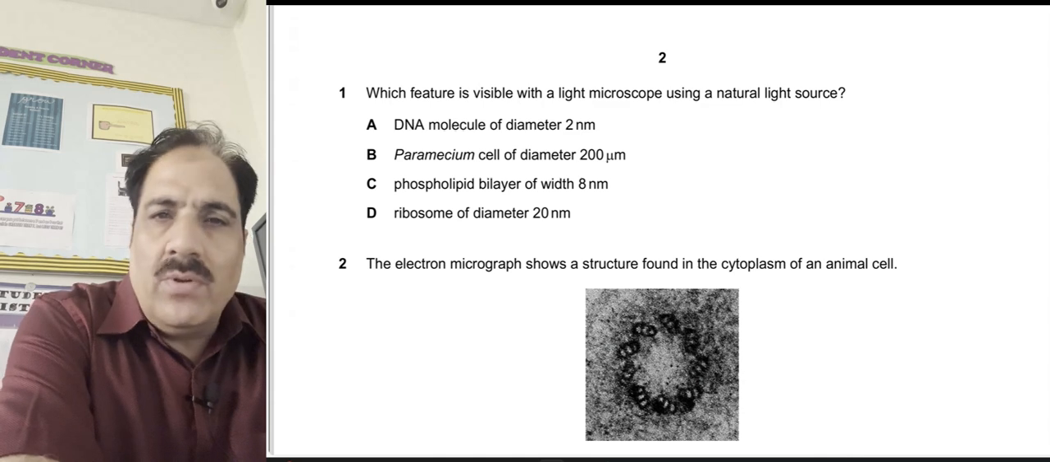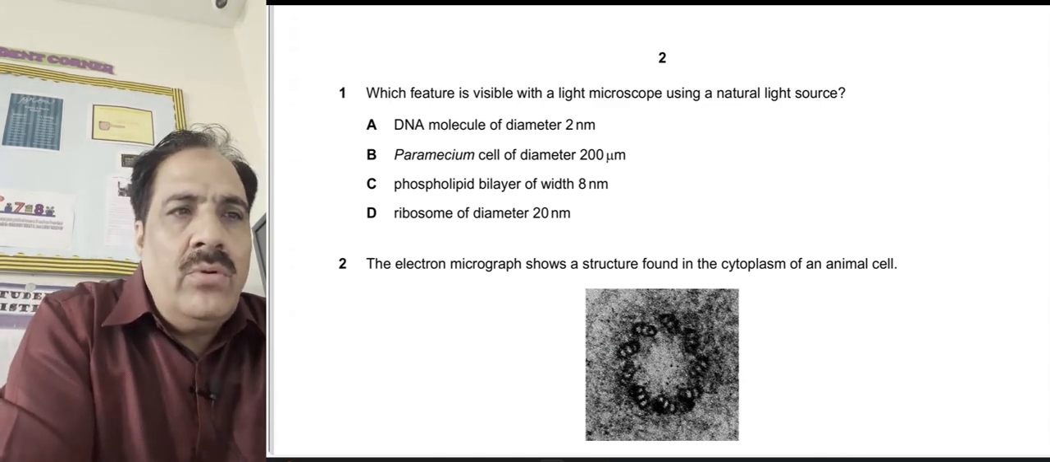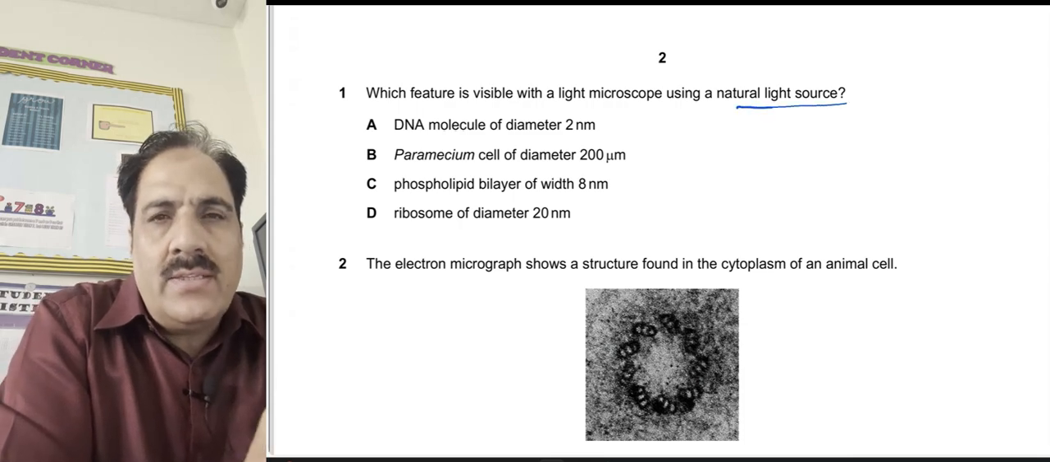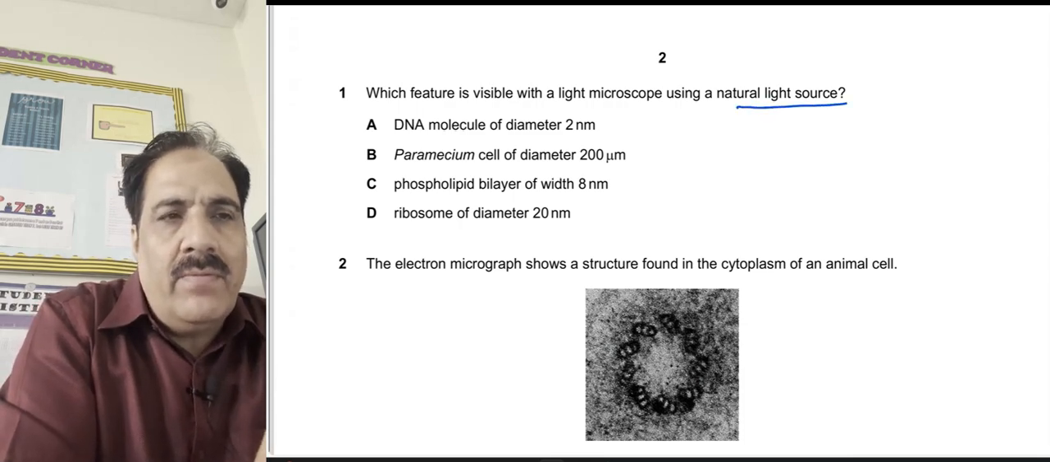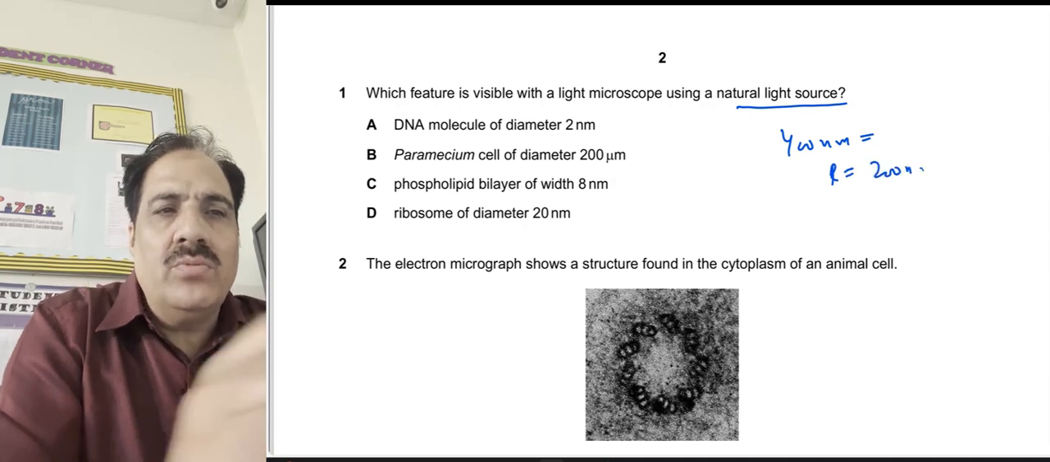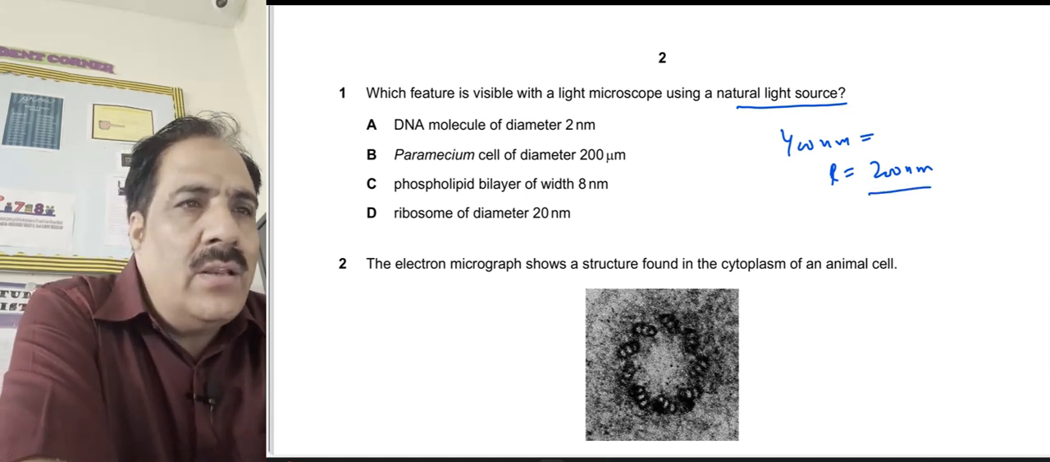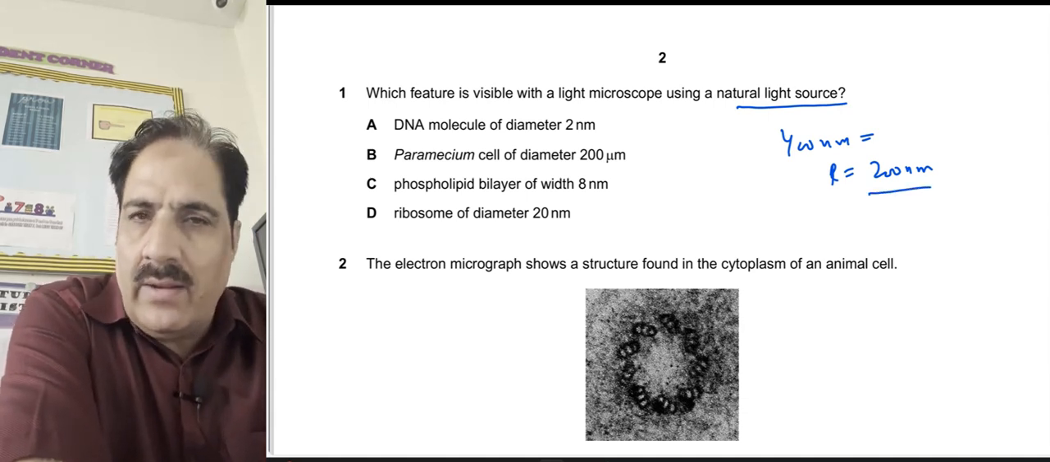Which feature is visible with a light microscope using a natural light source? We know the natural light source has a minimum wavelength of 400 nanometers. And so resolution will be half of 400 nanometers, which is 200 nanometers. So any object which is more than or equal to 200 nanometers in size will be seen using the natural light source in a microscope.